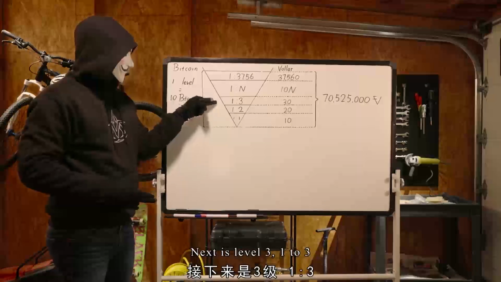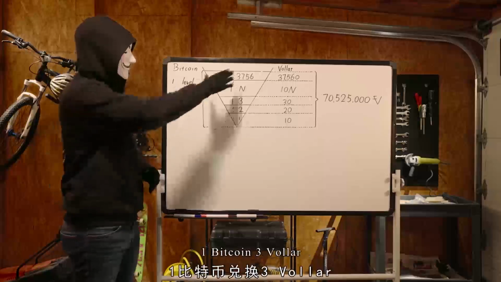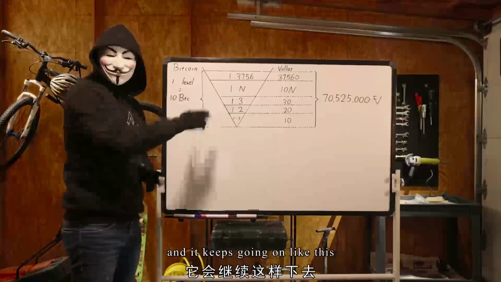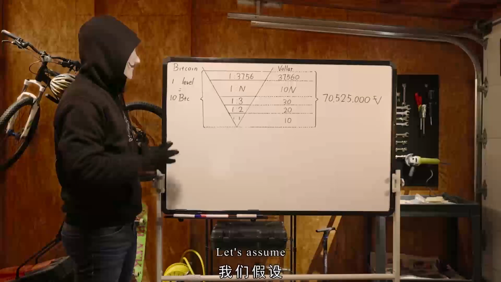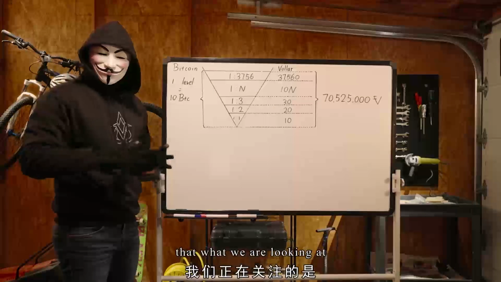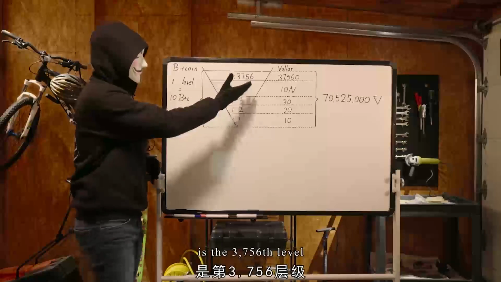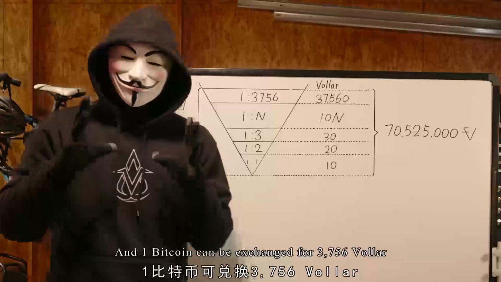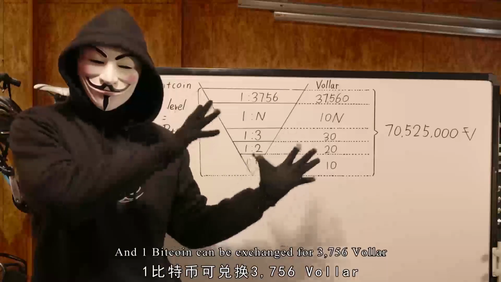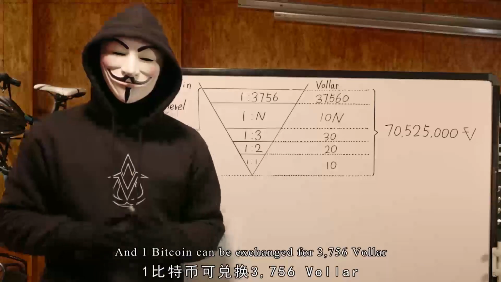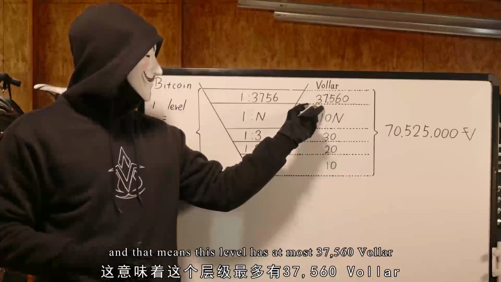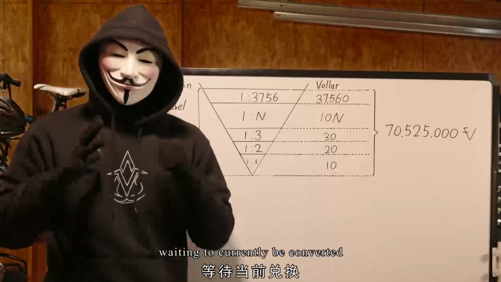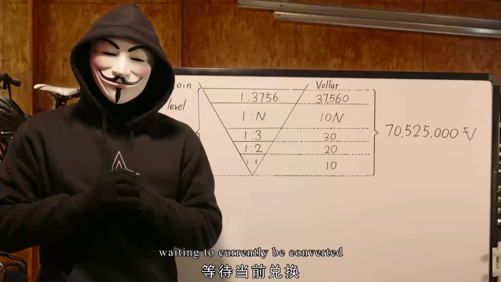Next is level 3. 1-to-3. 1 Bitcoin, 3 Volar. We have at most 30 Volar. And it just keeps on going like this. So let's assume that what we're looking at is the 3,756th level. And 1 Bitcoin can be exchanged for 3,756 Volar. And that means this level has at most 37,560 Volar waiting to currently be converted.